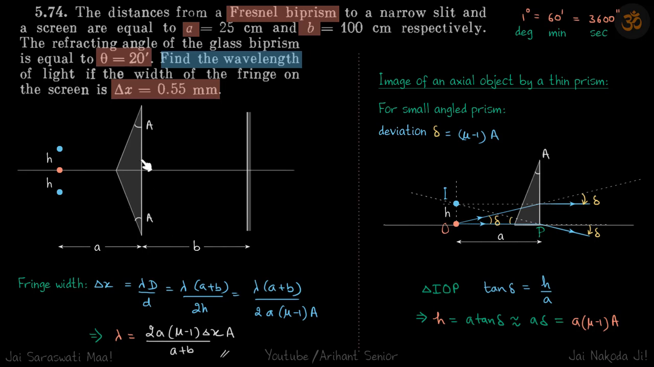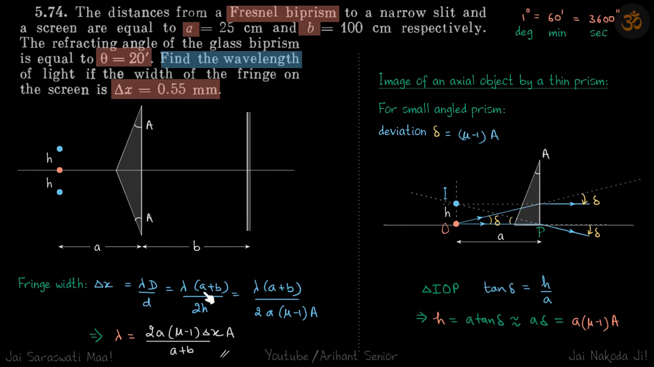Now we have two halves of the prism. Because of the top half, image will be formed here, and because of the bottom half, image will form here. So now we basically have the two slits. Because of that, the interference is forming here. We know the formula of fringe width, which is lambda into capital D by d. Capital D is the distance between the slits and the screen.